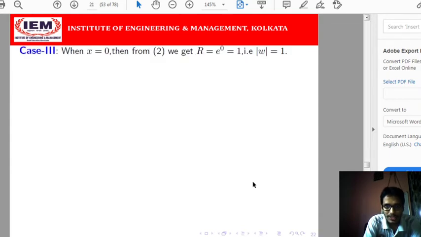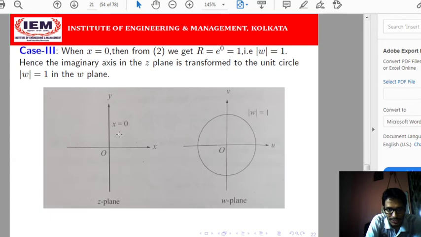So what are we getting here? What do you mean by mod of w equals 1? Mod of w means mod of u plus iv equals 1. That means u square plus v square equals 1. So actually if I consider x equals 0, that means the y axis, so that is mapped to a circle whose center is at 0, 0 and radius is 1 unit in the w plane. So actually the y axis is mapped to a unit circle. So that is x equals 0, that is the y axis. So by virtue of the mapping w equals e to the power z, this y axis is mapped to the circular region, that means the unit circle whose center is at 0, 0.